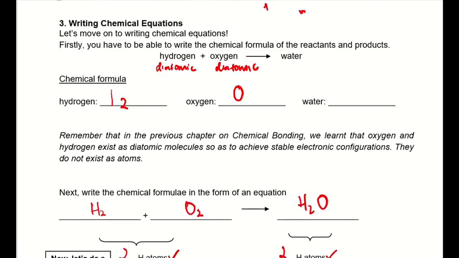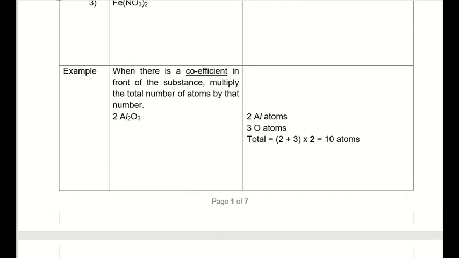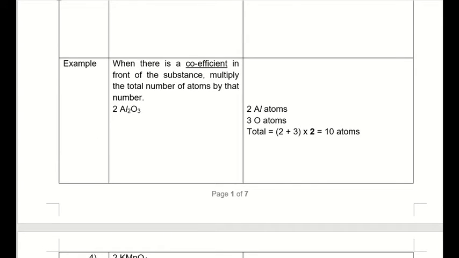So what are coefficients? Let's move on to page 1 first. A coefficient is a number you put to multiply in front of the chemical formula. So for example, if I put the coefficient 2, the number 2, in front of Al2O3, then the whole thing is multiplied by 2. And this only applies in a chemical equation. It doesn't apply for MR and AR.